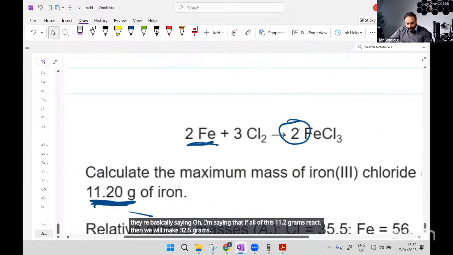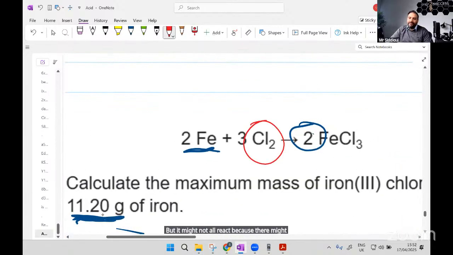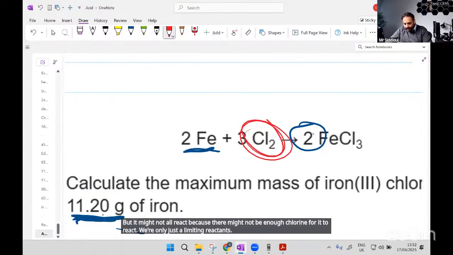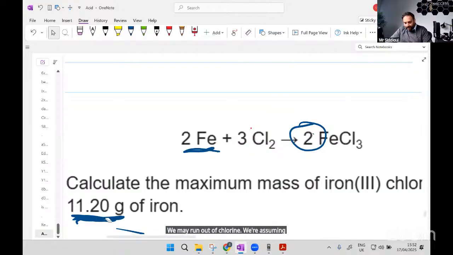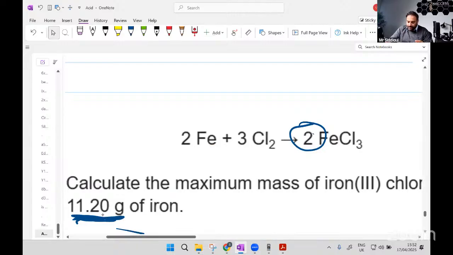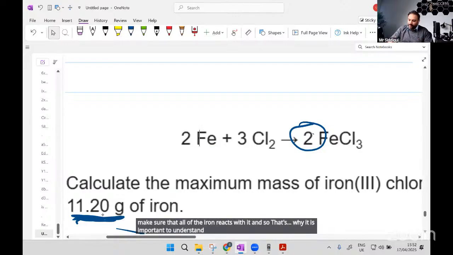But it might not all react because there might not be enough chlorine for it to react with. Remember, we just did limiting reactants. We may run out of chlorine. We're assuming that we've got enough of this to make sure that all of the iron reacts with it. That's why it is important to understand that that's why it's a maximum. It just means that that's the most we might get. We might not get that much.